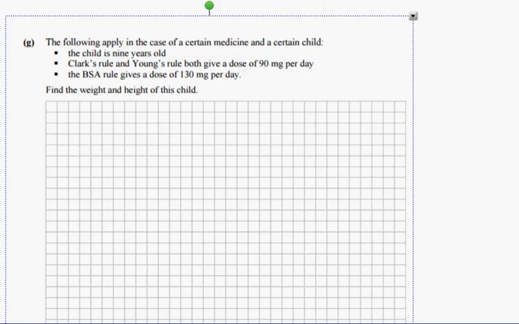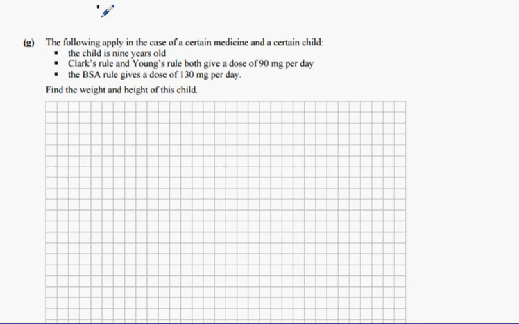Okay, now this question, fortunately, still isn't over. The following apply in the case of a certain medicine and a certain child. Child is 9 years old. Y value equals 9. Use Clark's rule and Young's rule, both give 90 milligrams a day. Okay, so they give a child dose of 90. The BSA rule gives 130 milligrams per day. Find the weight and height of this child.